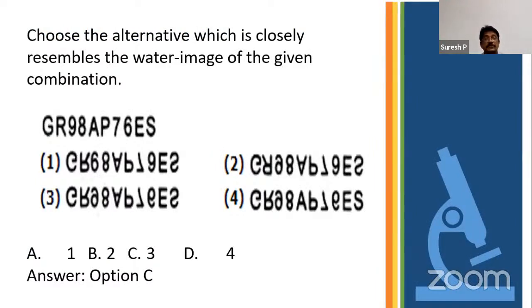So choose the alternative which closely resembles the water image of the given combination. When you observe it, I have shown a little bit of a microscope, which is why I pasted it here, so we have to observe it very carefully. So here some letters, some numbers are given. We have to identify it. 8, this is what remains. 8, the smaller one, will become like correct.